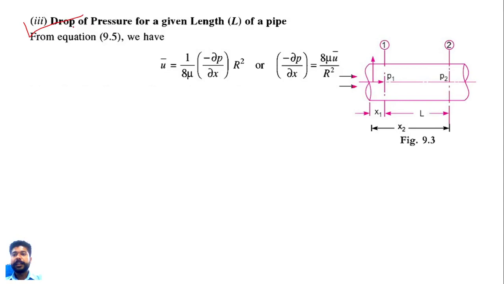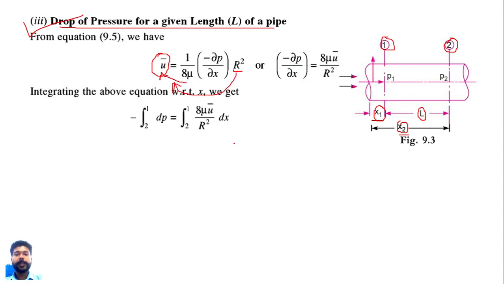And the third thing is to find out the drop of pressure across the length of pipe from section 1 to section 2, where x2 is the end of the pipe and the starting of cross section 1 is x1. So the length equals x2 minus x1, that is your L. So from the average velocity equation, that is 1 upon 8 mu minus del p upon del x into r square, we can write the same equation in the form of pressure drop, that is del p upon del x equals, this 8 mu is going upside, so 8 mu u bar divided by this r square.